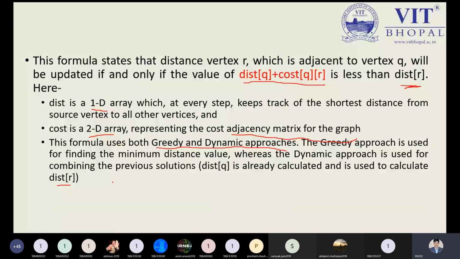So that's why in Dijkstra's algorithm we have both concepts, that is greedy and dynamic approaches, for finding the optimal path and determining the minimum distance. So this is the point we need to keep in mind. I'm just coming to the next slide for a better understanding of its simple algorithm.